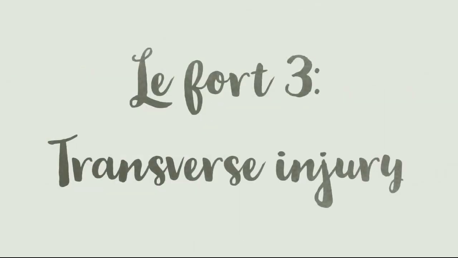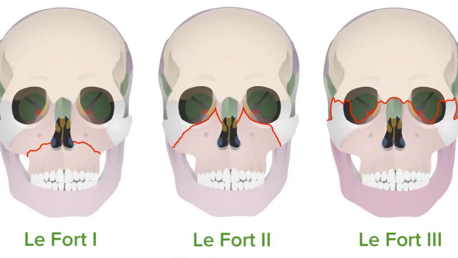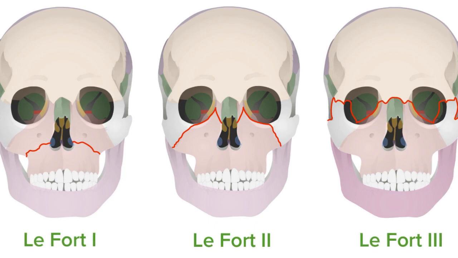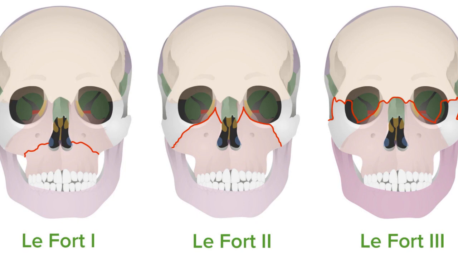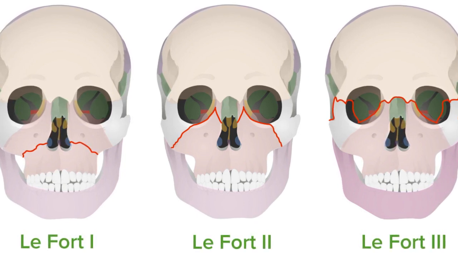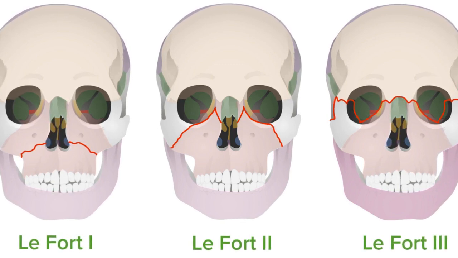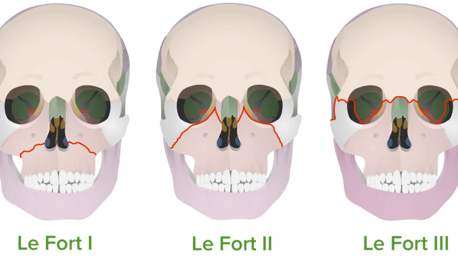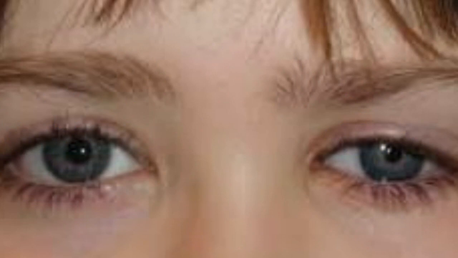Whereas Lefort 3 is known as transverse injury. Now, the least common type of fracture to be seen is Lefort 3, and in Lefort 3, you can see it involves the eyeball as well. So the patient will have, instead of exophthalmos, which is bulging of the eyeball, enophthalmos, in which the eyeballs will be sunk inside. That is what I mean by enophthalmos. As you can see, this picture shows enophthalmos.